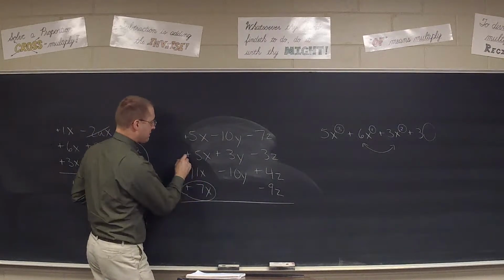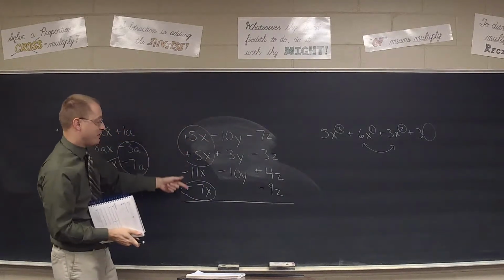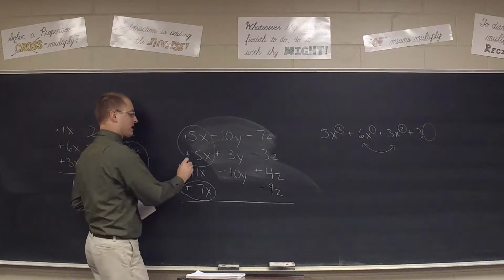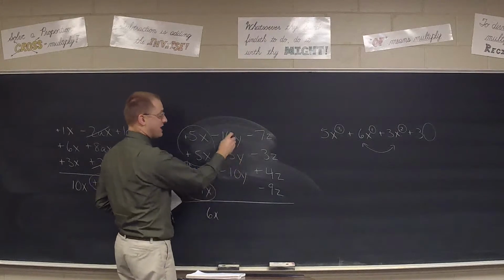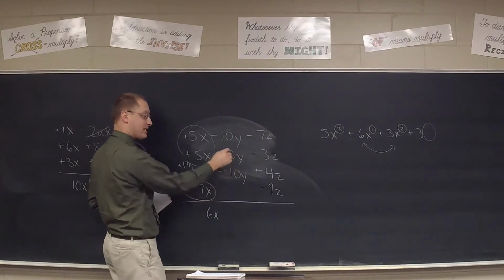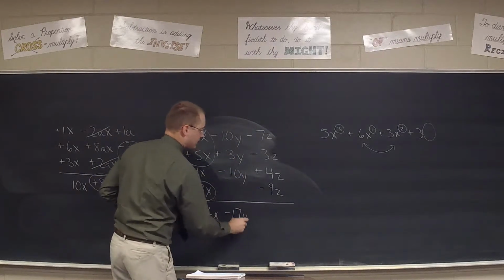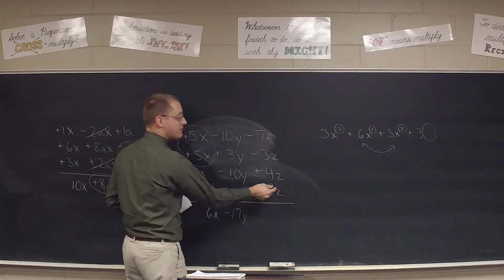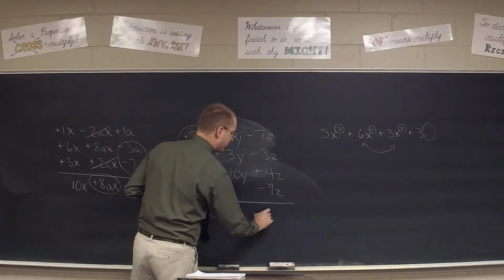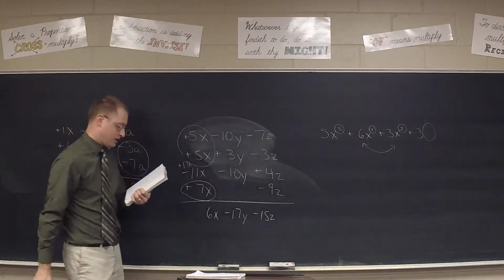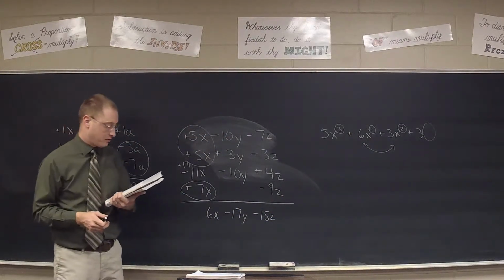Notice I've got 3 positives here to get a total of 17. Put the positive 17x with the negative 11x to get positive 6x. Here, put your negative 10s together to get negative 20, positive 3, that gives negative 17y. Here, put your 3 negatives together to get negative 19z, positive 4z with that gives a negative 15z. And there's our answer for number 24.